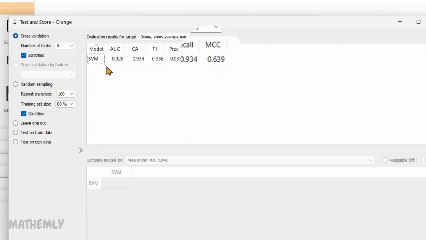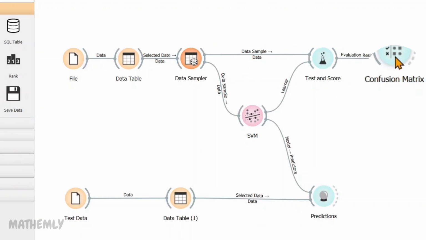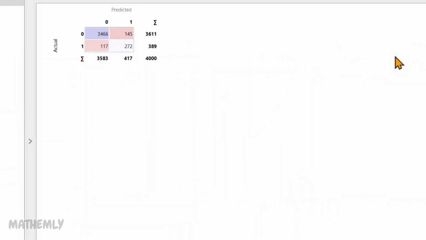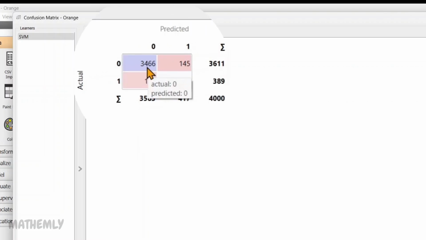These results confirm that the SVM model with polynomial kernel is highly effective, providing a well-balanced classification with strong predictive power. To further analyze the model's performance, I have used the confusion matrix widget, which provides a detailed breakdown of correct and incorrect predictions. This helps in understanding where the model performs well and where it might need improvement. In the confusion matrix, the rows represent actual classes, whether a customer accepted the loan or not, and the columns represent predicted classes, which is what the model predicted. The top left value of 3,466 represents true negatives.